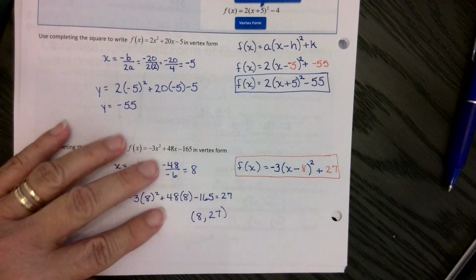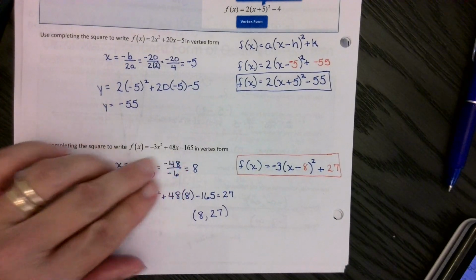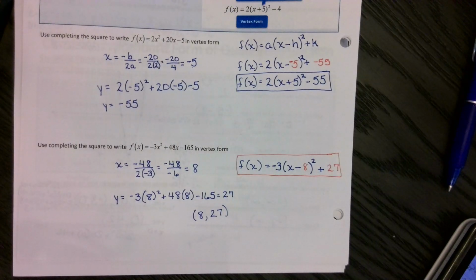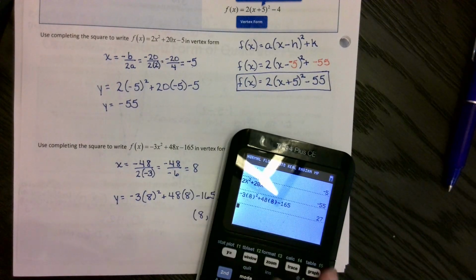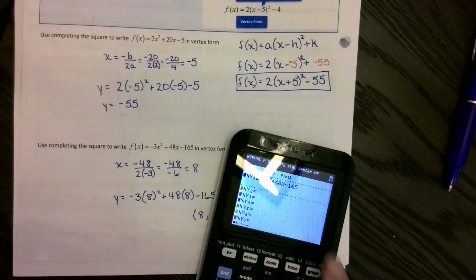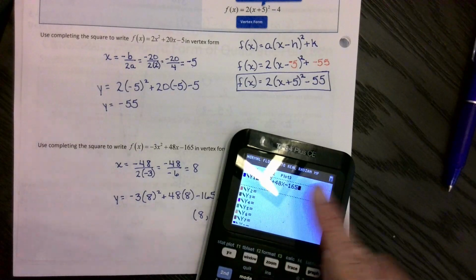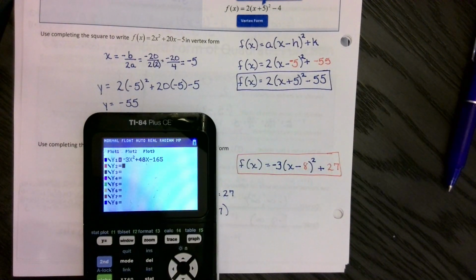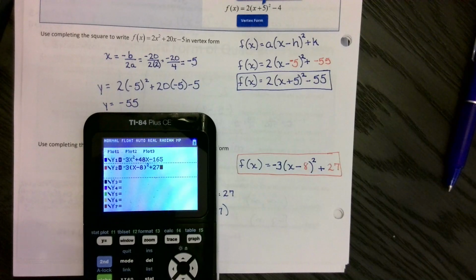I don't think I can check it because I think that's going to be a negative. I don't know that it'll show up because of the way it looks. I'll try it, but I don't think it will. But part of it might show up. -3x squared plus 48x minus 165. I'm going to make sure it's typed in right. Obviously, I'm having trouble with that. Then down here, I have -3 parenthesis x minus 8 squared plus 27.